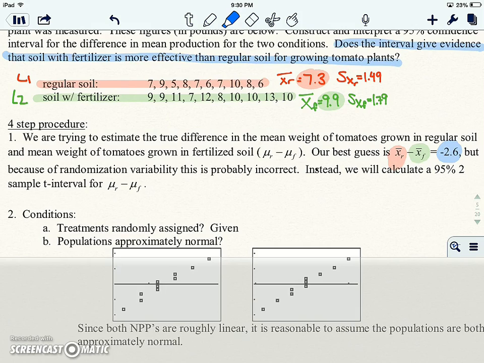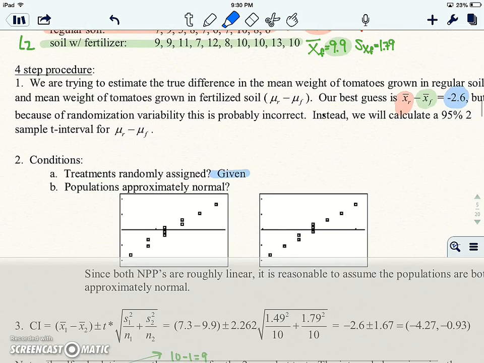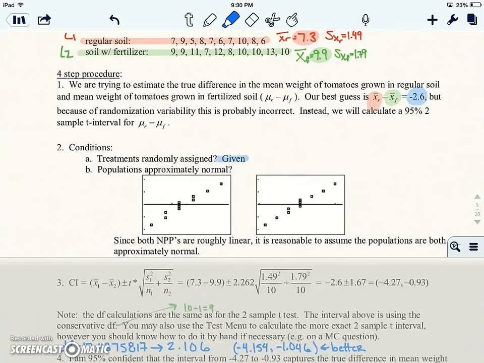However, we did that so we could get all of our information down. We still have to check to make sure it was okay to do it. Were the treatments randomly assigned? Yes, so that is taken care of. If not, we would have to proceed with caution. And we do that to make sure that the plants and the soils are independent. We also need the populations to be approximately normal, and our n is only 10 for both of these. So since it's not greater than 30, we have to go ahead and do an NPP.